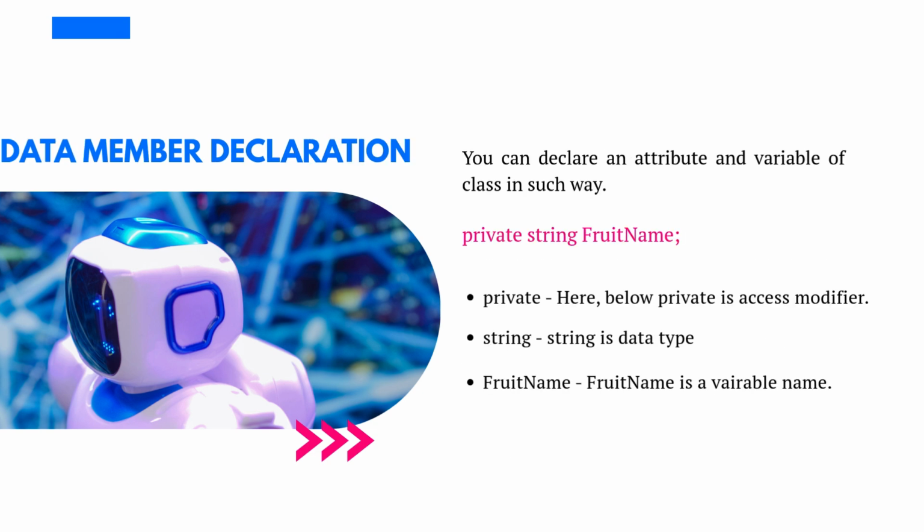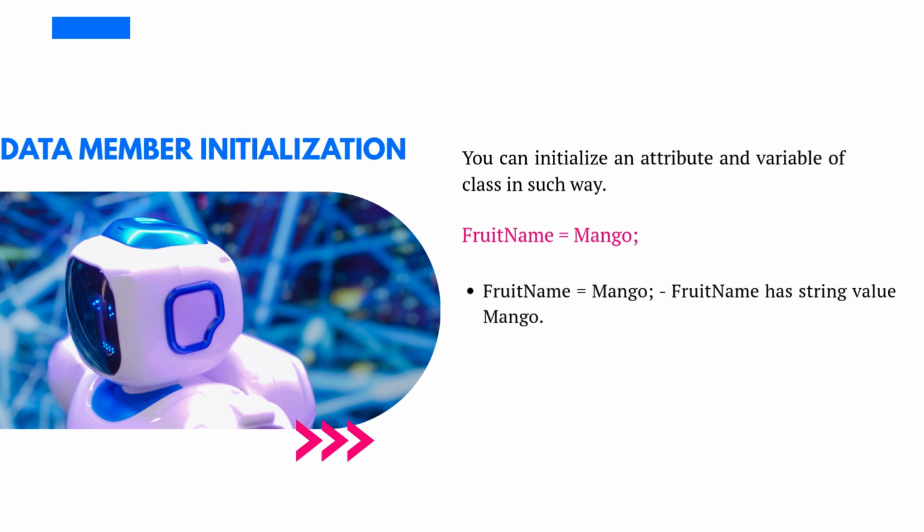Fields are variables declared inside a class. It is also called a data member. They store information related to the object. For example, a class representing a fruit may have fields such as price, name, and availability. Fields define the state of an object. You can initialize an attribute or variable of a class in such a way. Fruit name is a field that has a value, mango.